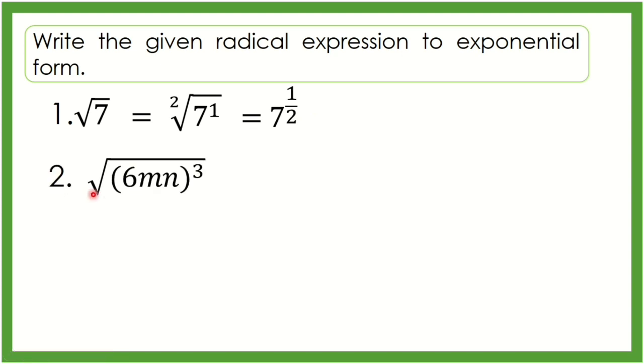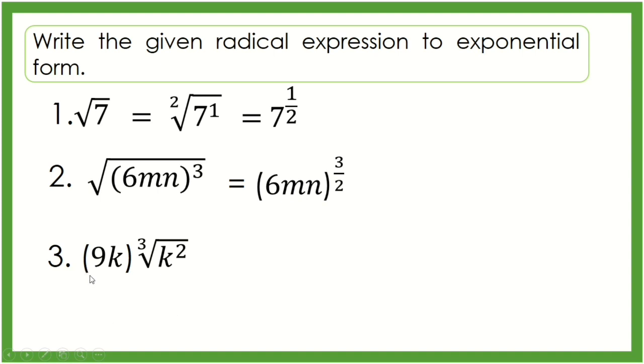Number 2, we have the square root of the quantity of 6 times m times n raised to cube. Okay, so, ano ang ating index? So, we have 2 here. Ang ating exponent is 3. So, yung 3 magiging numerator, yung index magiging denominator. So, we have the quantity of 6mn raised to 3/2. So, this is the exponential form.